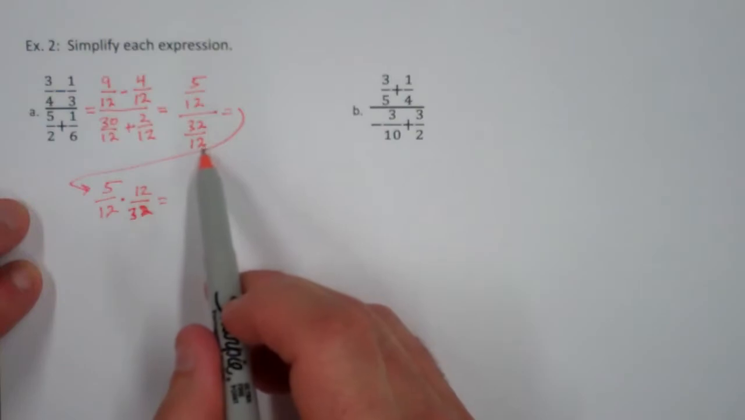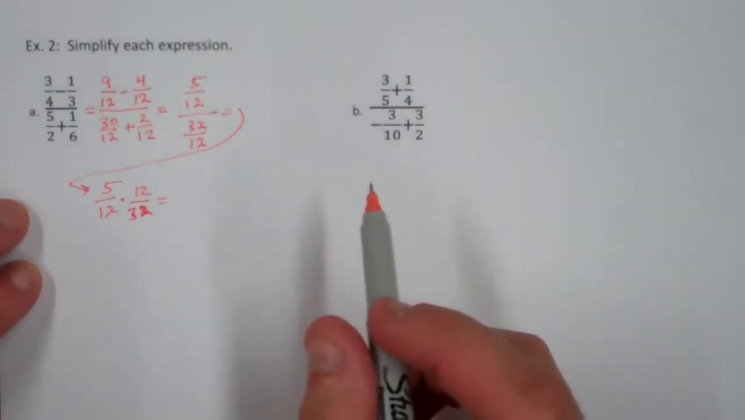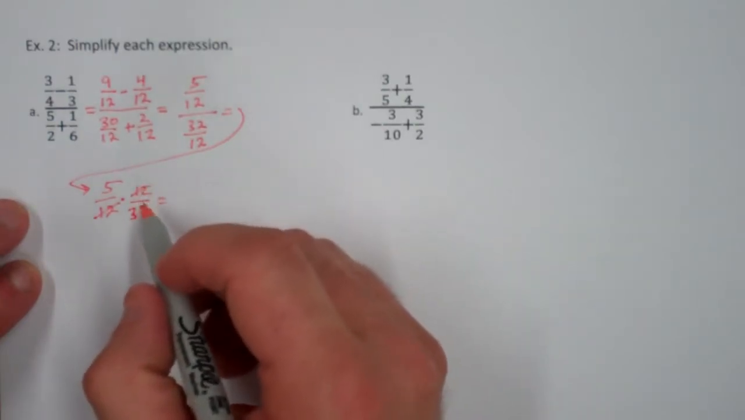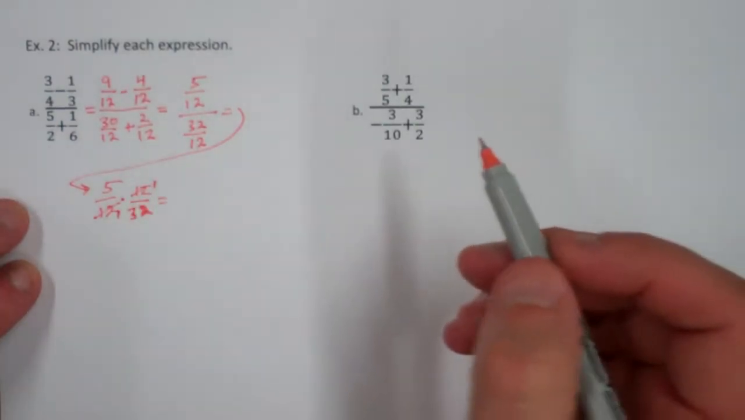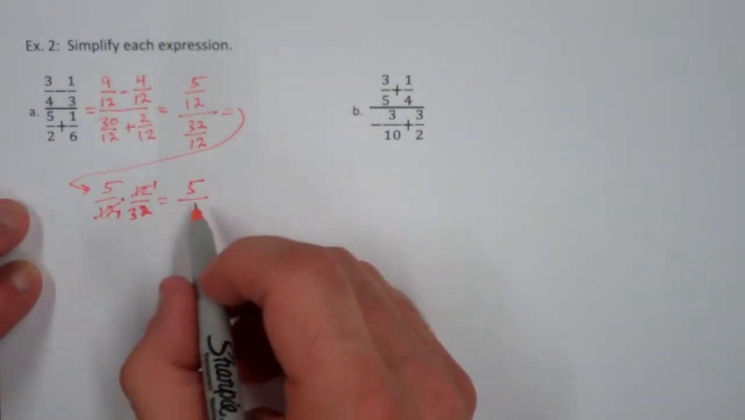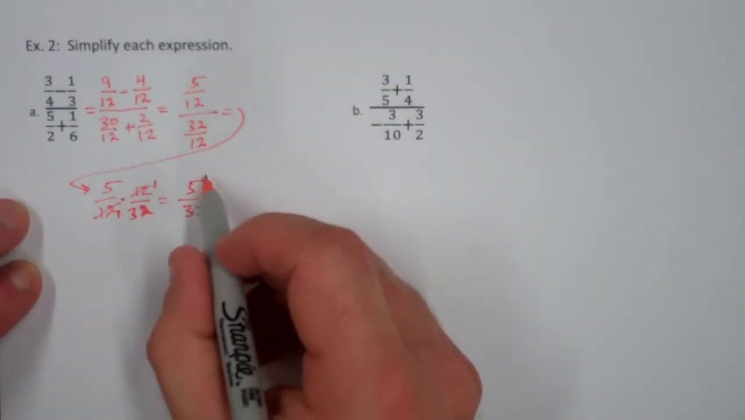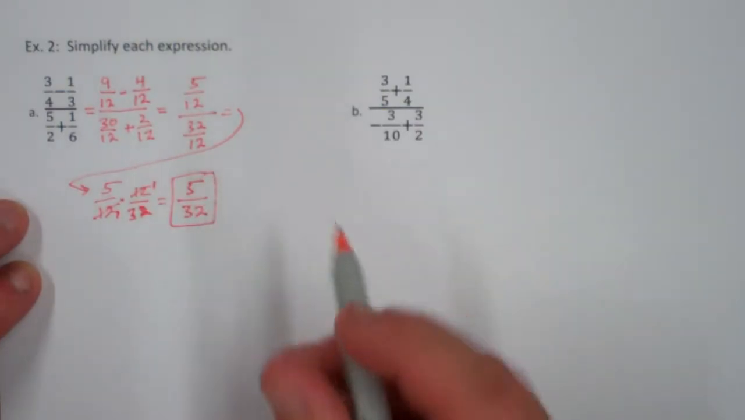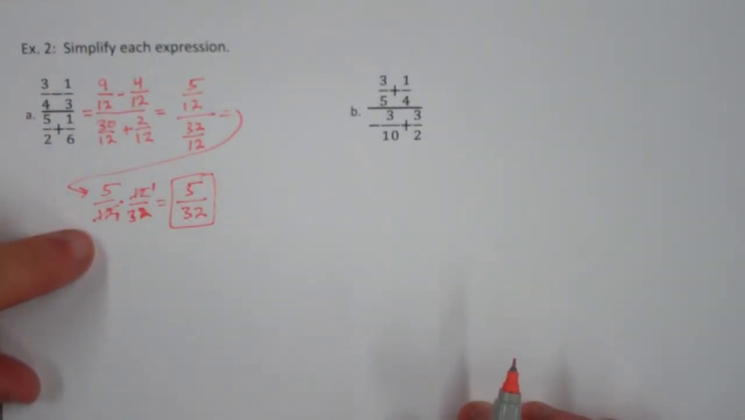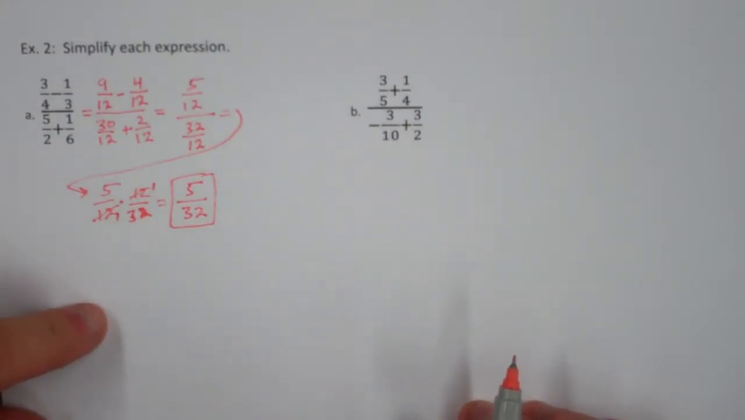So the reciprocal of 32 over 12 is 12 over 32. Now the 12s, we're allowed to cancel those out. That's 1 and 1, so 5 times 1 is 5. And then 1 times 32 is 32. So fully simplified, part A here is just 5 over 32.